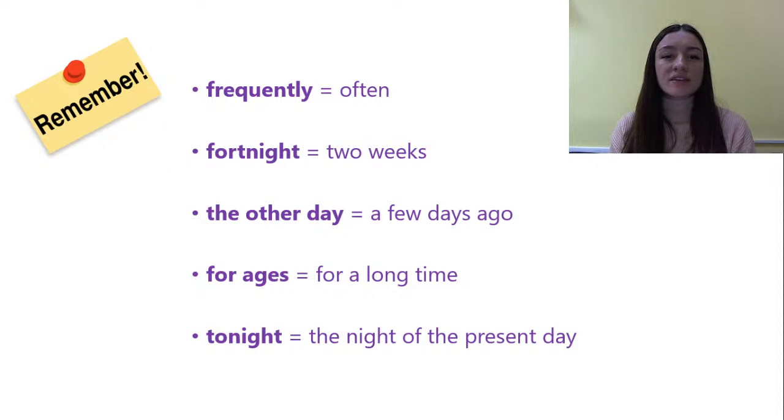Okay, good. So you can see these words. Frequently means often. Fortnight, it's a period of 2 weeks. The other day means a few days ago. For ages means for a long time. And tonight stands for future. It's the night of the present day. So today, talking about daytime, and tonight, talking about evening. Today's evening, right? So night.